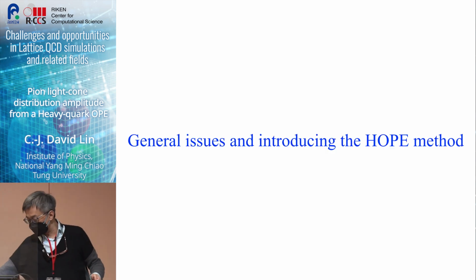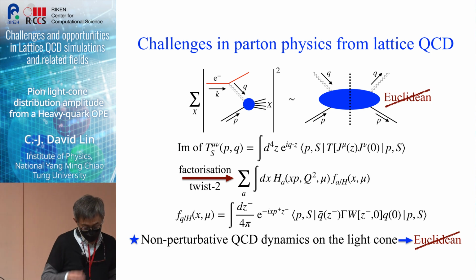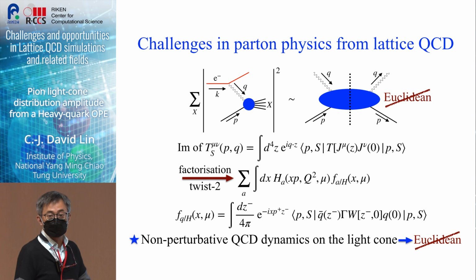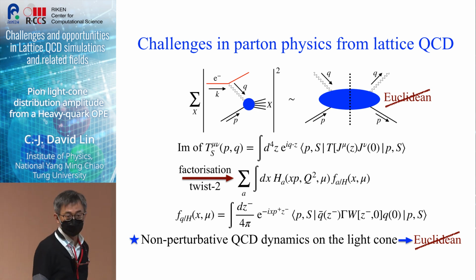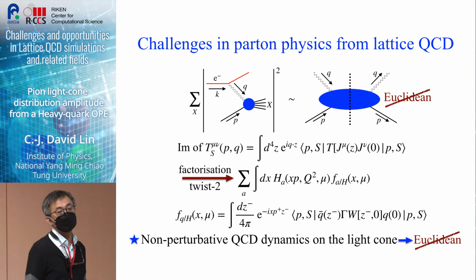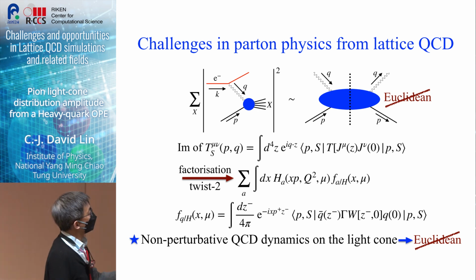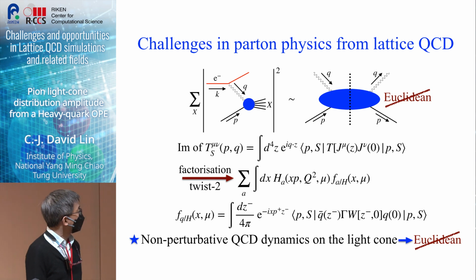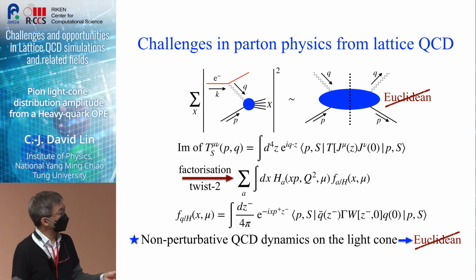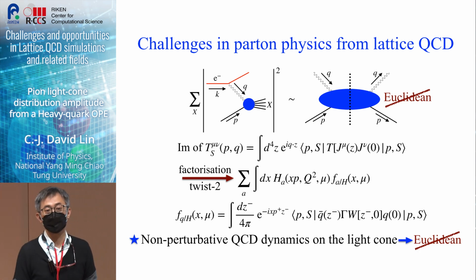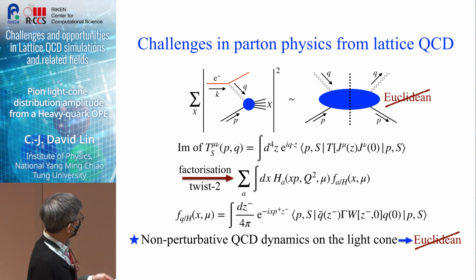Okay, so let's start from the general issue in lattice calculations of particle physics. We know that particle physics actually comes from the study of deeply inelastic scattering, as indicated here. And you know that the cross-section can be written as the imaginary part of this forward amplitude using the optical theorem. You want to know the imaginary part of this amplitude, and you know that it's actually very difficult in Euclidean space. So that's difficulty number one.